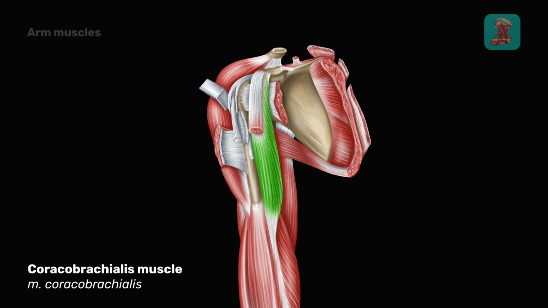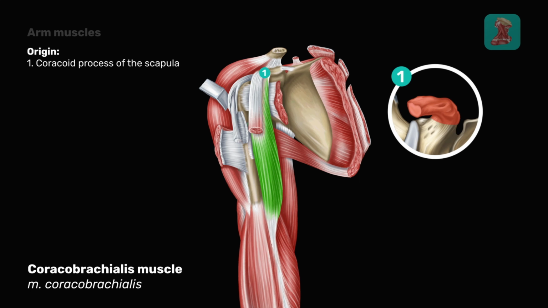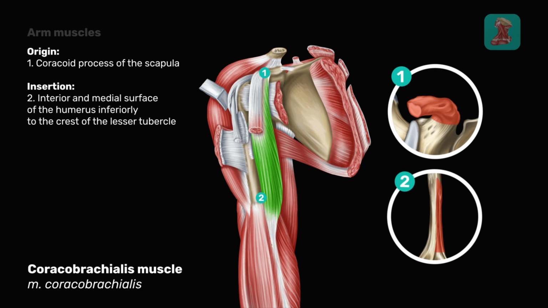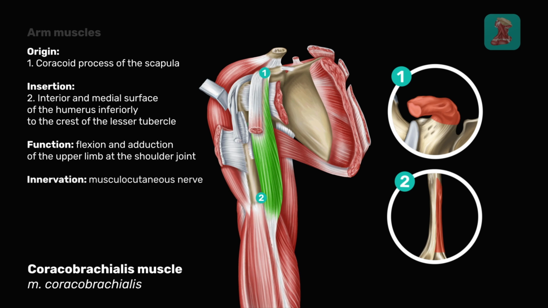The coracobrachialis muscle. It originates from the coracoid process of the scapula and inserts into the anterior and medial surface of the humerus inferiorly to the crest of the lesser tubercle. Function: flexion and adduction of the upper limb at the shoulder joint. The following structures innervate the muscle and supply it with blood.